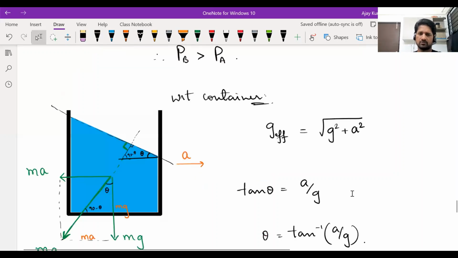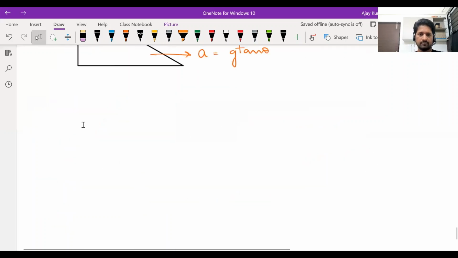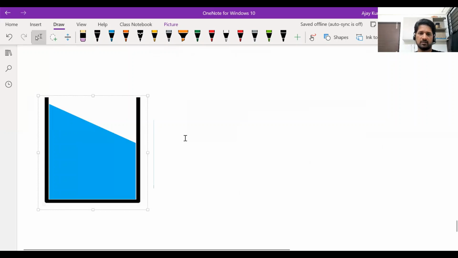So here also, if the container is accelerated with a constant horizontal acceleration a, then the liquid settles at an angle theta with the horizontal, where theta is given by tan inverse a by g. How did we derive this? We got the direction of the effective pressure gradient, and the free surface should be perpendicular to that. Based on that, we derived. There is another way also to derive. It's not the results that you need to remember. The methods are what you need to remember. So one method is to think of the pressure gradient and the direction, with the liquid surface settling perpendicular to that direction.